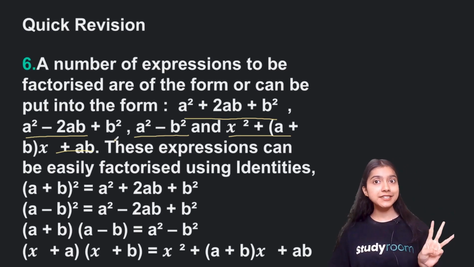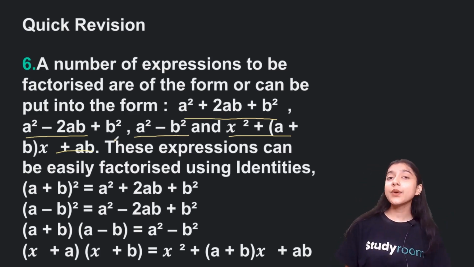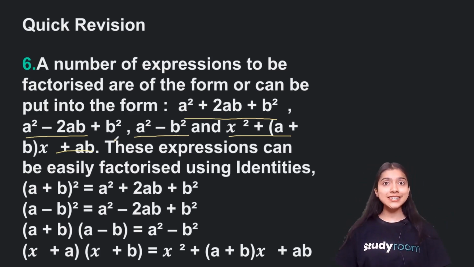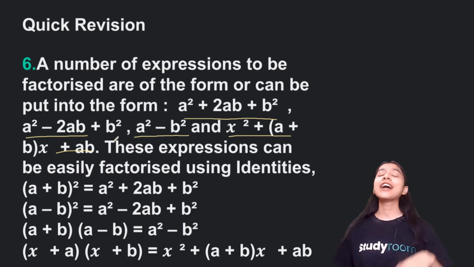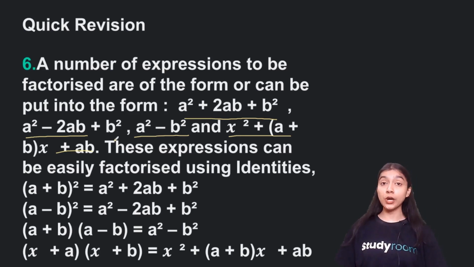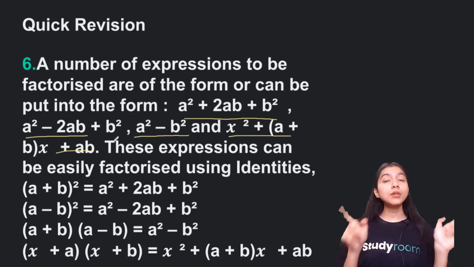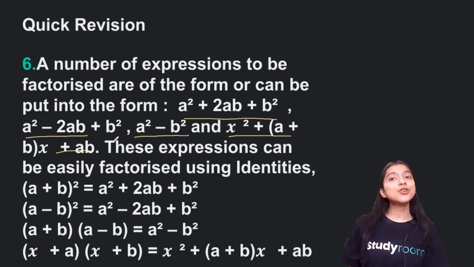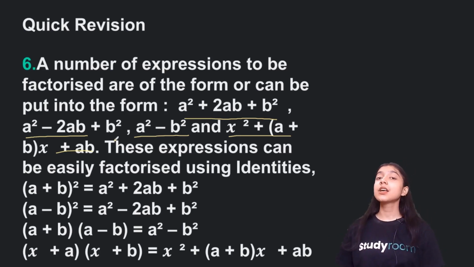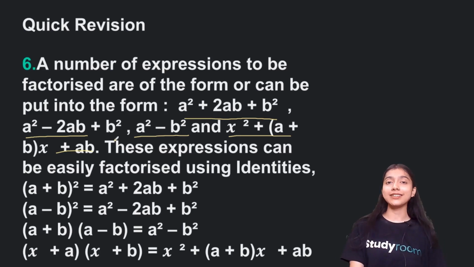The third identity that I taught you was a square minus b square gives us (a plus b) multiplied with (a minus b). And the fourth identity that I taught you was (x plus a) multiplied with (x plus b) gives us x square plus (a plus b) multiplied with x plus (a multiplied with b).